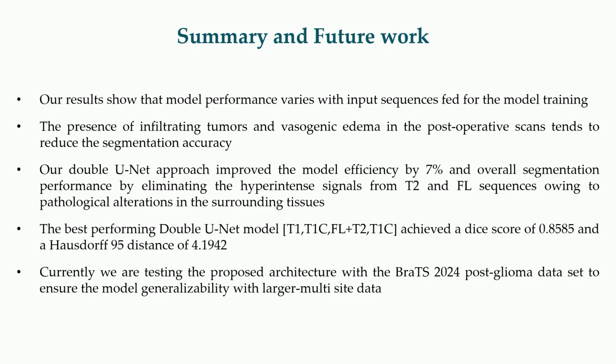So the results show that the model performance varies with the input sequence fed for the model training, as well as with the presence of infiltrating tumors and also the edema in the post-operative scans of T2 and FLAIR. They tend to reduce the segmentation accuracy. Our double unit approach improved the model efficiency by 7% compared to the base models and the conventional way of training the model with all 4 inputs. Currently, we are testing this proposed architecture with multi-center data, like the BraTS 2024 post-glioma data, to check our model generalizability and the heterogeneity.